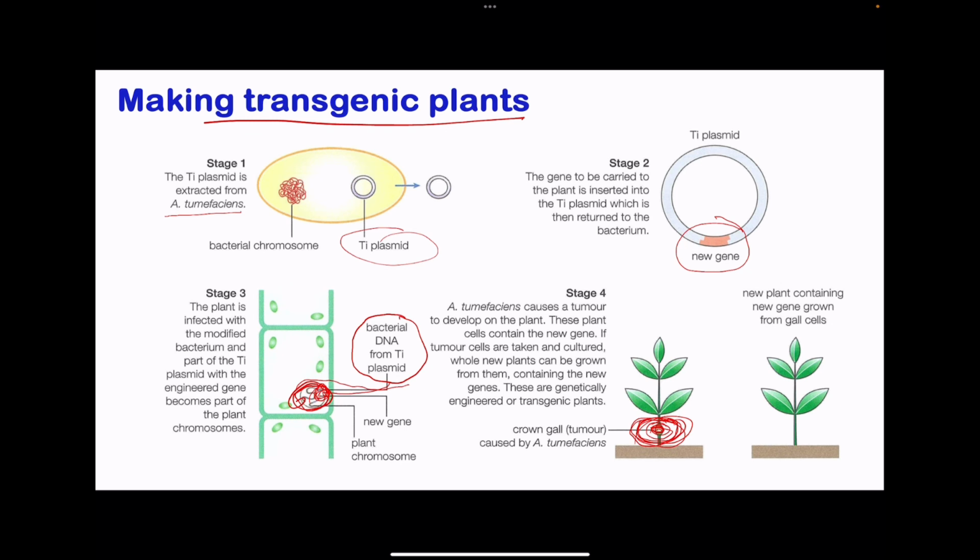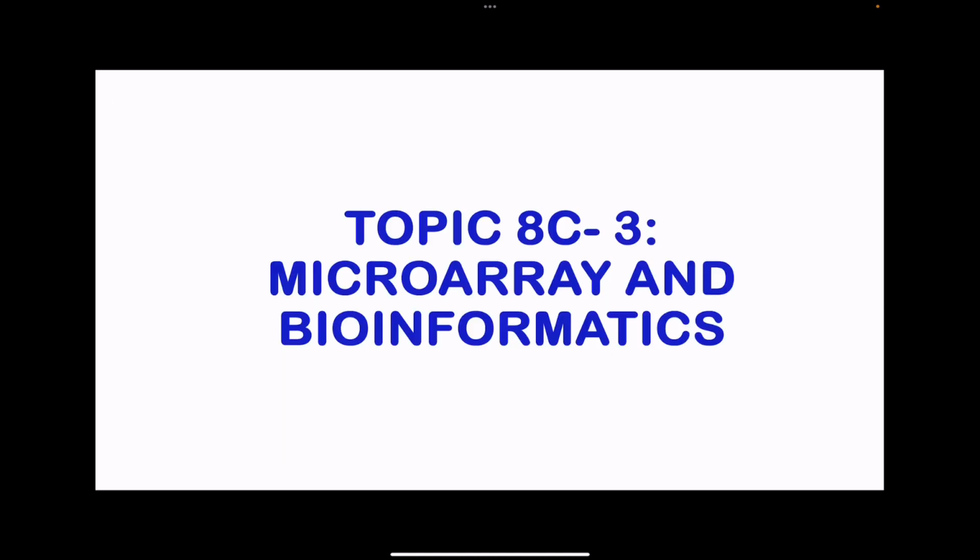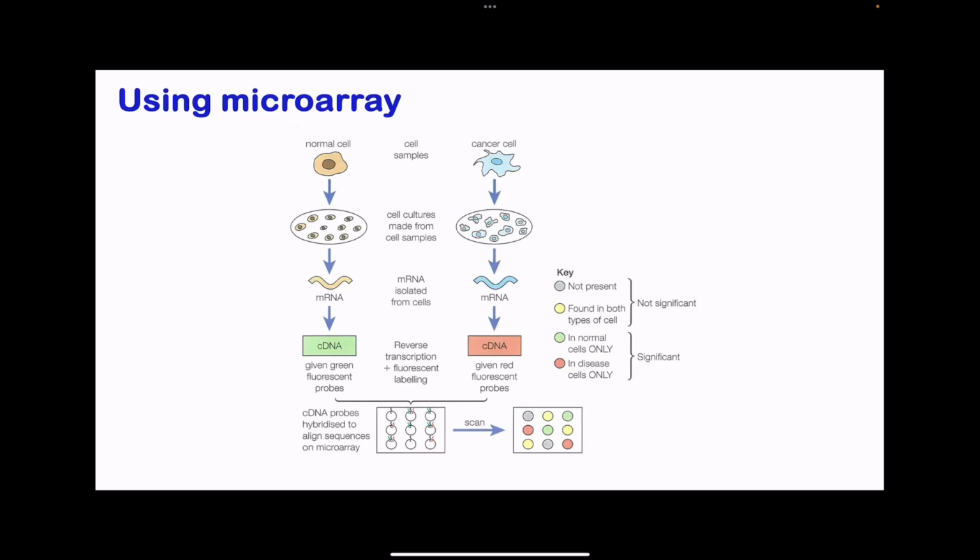If the egg that received the gene is fertilized, then an embryo is going to be formed, and this embryo is going to be implanted into a surrogate mother. After delivery, the animal is going to have the ability to produce a human protein in its milk. Moving on to topic 8C3, microarray and bioinformatics.